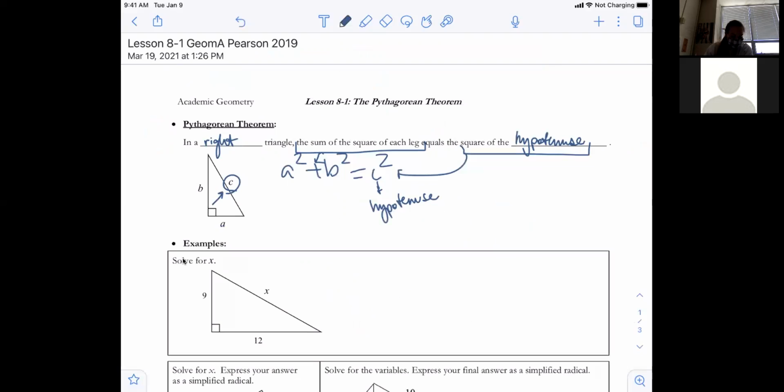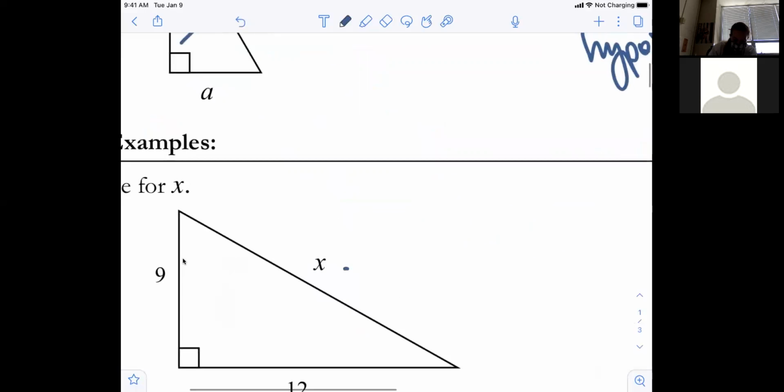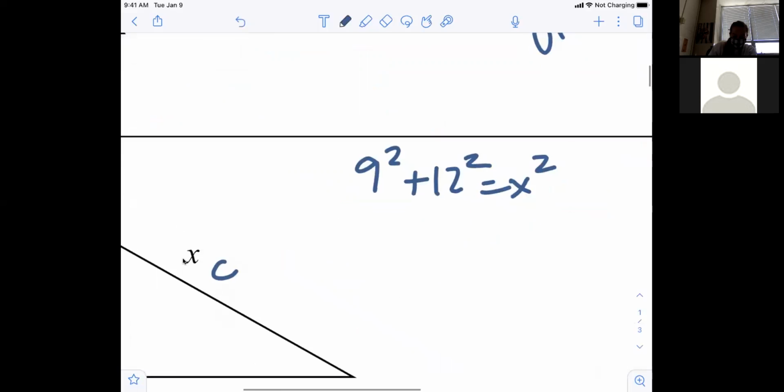All right, so let's do an example. We're going to solve for x. Does x in the next example go for a, b, or c? C, very good. It goes by itself. That's my c. So I'm going to do 9 squared plus 12 squared equals x squared. 9 squared is 81. 12 squared is 144 equals x squared. 81 plus 144 is going to be 225.